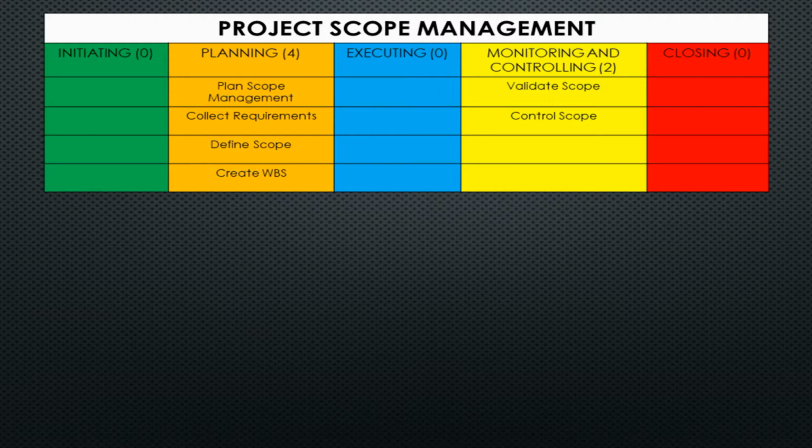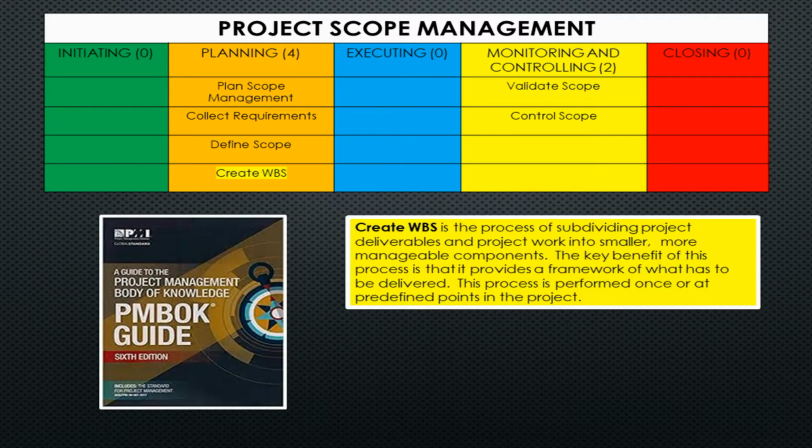In the scope management planning phase, there are 4 processes, and one of them is Create WBS. Create WBS is the process of subdividing project deliverables and project work into smaller, more manageable components. The key benefit of this process is that it provides a framework of what has to be delivered. This process is performed once or at predefined points in the project.